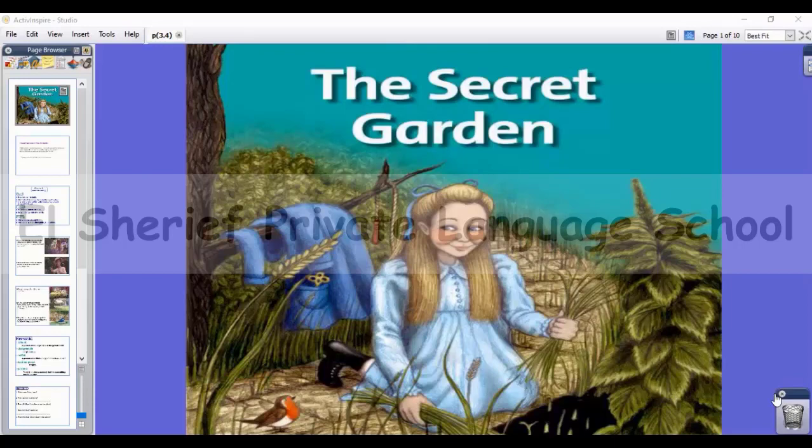Good morning, grade 6. So today we're gonna start with our story. This year our story is called The Secret Garden. As you can see, this is the cover of your story. You can see the name of the story, it's The Secret Garden.